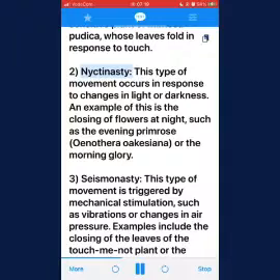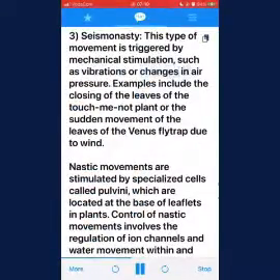2. Nyctinasty. This type of movement occurs in response to changes in light or darkness. An example of this is the closing of flowers at night, such as the evening primrose Oenothera biennis or the morning glory. 3. Seismonasty. This type of movement is triggered by mechanical stimulation, such as vibrations or changes in air pressure. Examples include the closing of the leaves of the touch-me-not plant or the sudden movement of the leaves of the Venus flytrap due to wind.